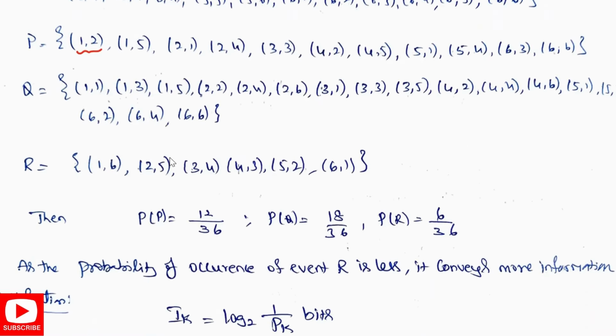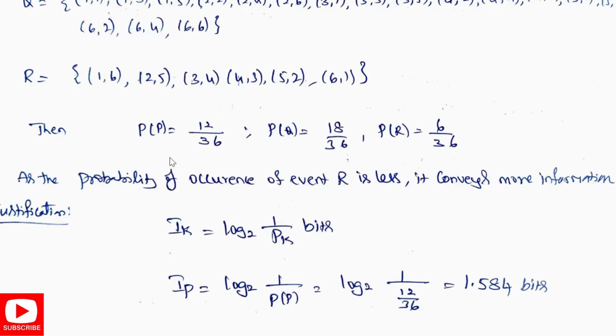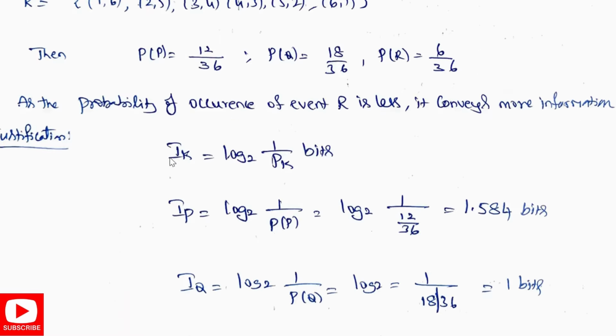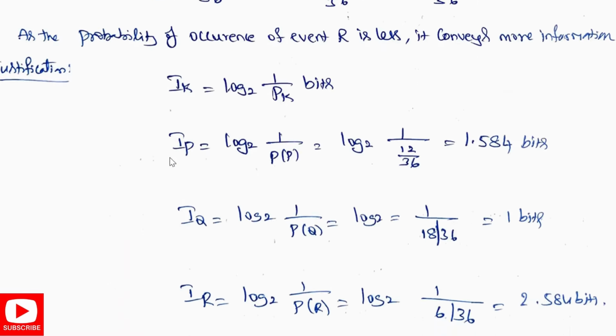For that, finally, the probability of P occurring: how many outcomes are there here? We are having 12. So 12 divided by the overall 36. So it is 12 by 36, this is 18 by 36, and it is 6 by 36. So you need to justify here: as the probability of occurrence of the event is less, it conveys more information. R is less, means more information.